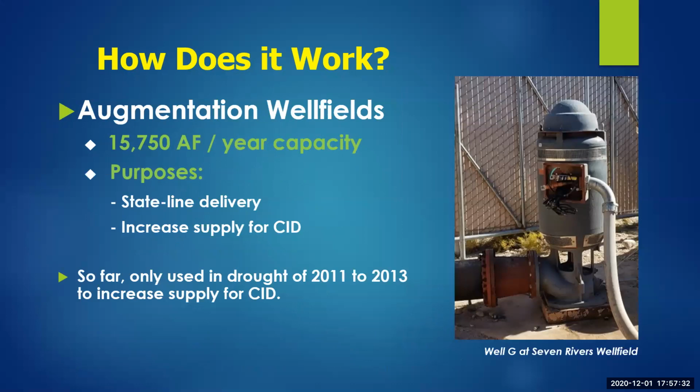And then in terms of the augmentation well fields, the requirement for the state was to construct well fields that would have a capacity to deliver at least 15,750 acre feet per year. So far, those well fields have only been used to deliver for CID, to augment supply for CID in 2011, 12, and 13. But they're also available for us to deliver water that would be passed through CID to the state line under a shortfall condition under the compact. So they're a little safety net for us. If we had to, we'd have that available as well.